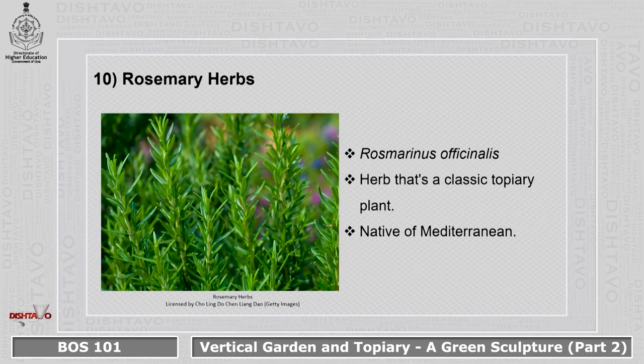Rosemary herbs. Now, Rosmarinus officinalis. This herb is a classic topiary plant. Once again, you can see the leaves over here, the needle type leaves, and their growth also helps in making these topiaries beautiful. They are natives of Mediterranean, but they grow anywhere.